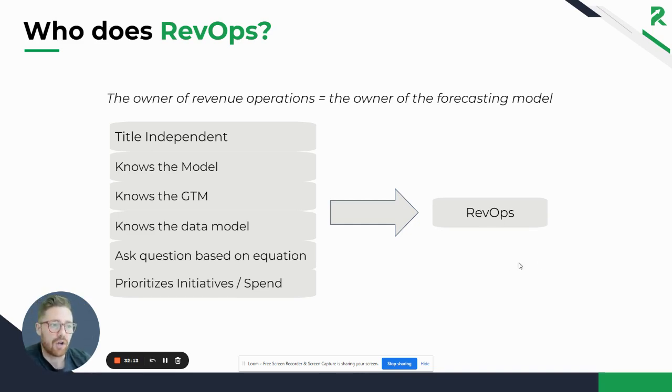So our role as RevOps is we want to know this so well we can communicate where we want to go, and we can start influencing the prioritization of initiatives and spend. That is revenue operations source influence.